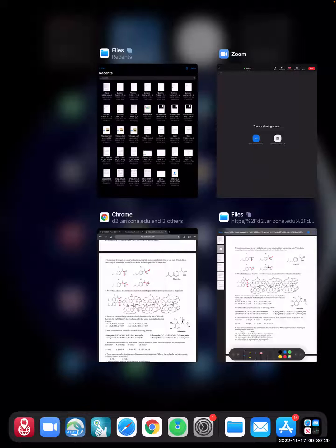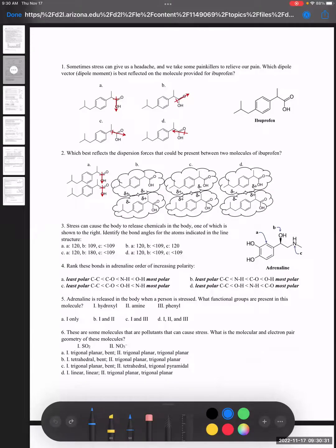All right, let's go over some questions from exam 3, the multiple choice questions. So question 1, we have dipoles. Which dipole vector is best reflected on the molecule provided for ibuprofen? So the net dipole moment of a molecule is the sum of the bond dipole moments.